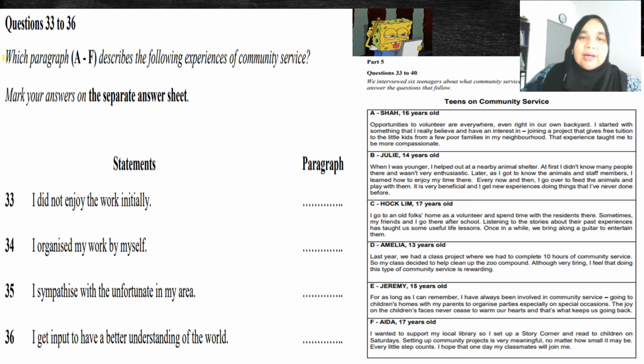Okay, let's see. Questions 33 to 36. Which paragraph, A to F, describes the following experiences of community service? Mark your answers on the separate sheets. This question requires you to locate which paragraph the statements come from. Now let's see number 33. I did not enjoy the work initially. Right, the word initially.